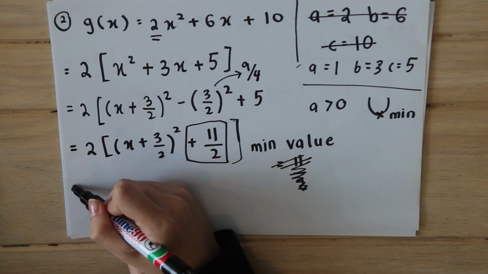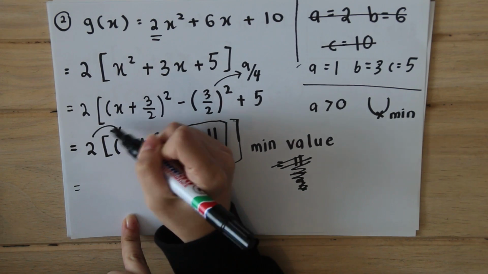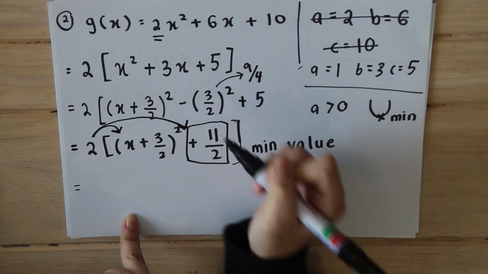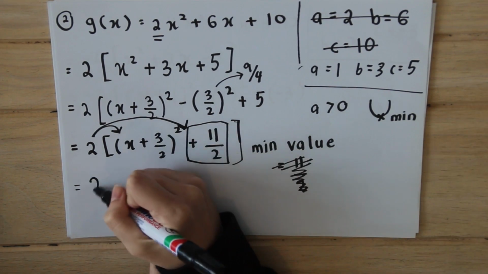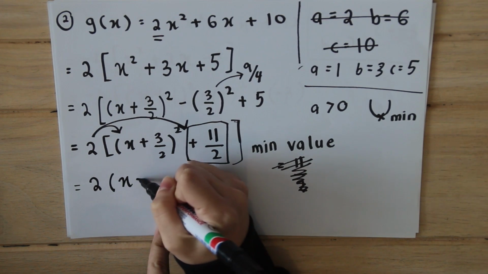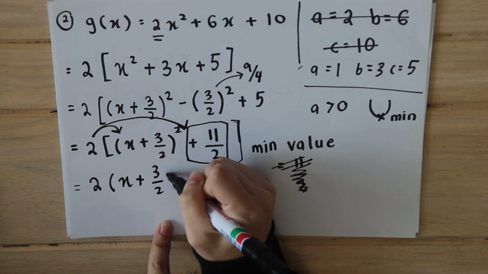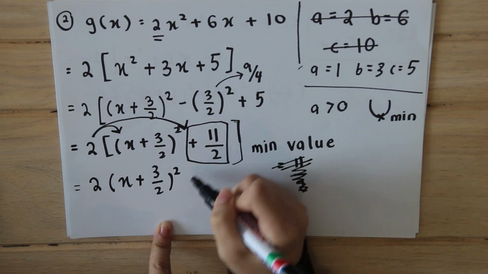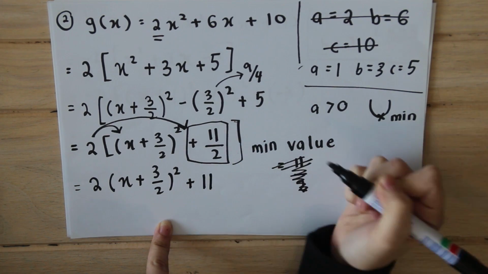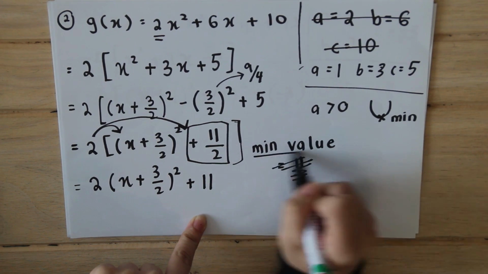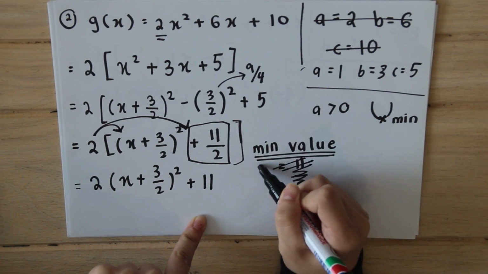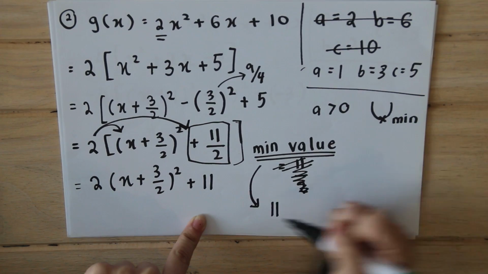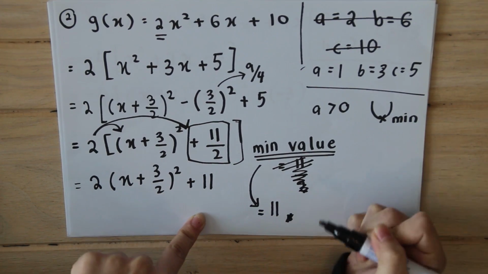Therefore, right now, we have to times in the 2. Okay? Don't forget to times in the 2. So 2 times x plus 3 over 2 square, and 2 times 11 over 4 is 11 over 2. Therefore, the minimum value is 11 over 2. Okay.